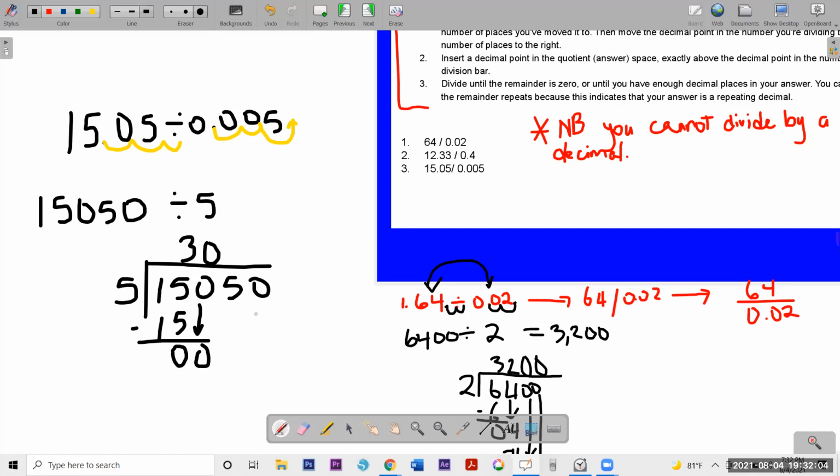So we're gonna bring down the 5 next. So 5 into 5 goes 1. So 1 times 5 is 5. Subtract, you get 0. You bring down this 0. 5 into 0 goes 0. So our answer is 3010. Everybody see that?